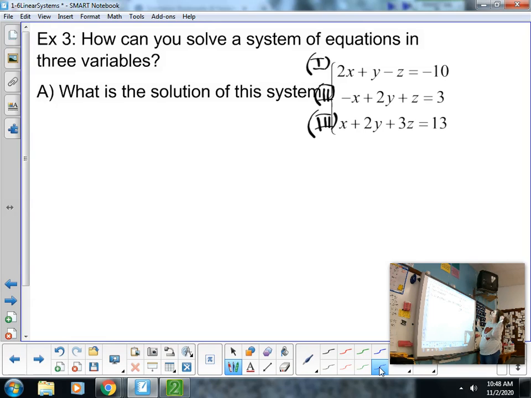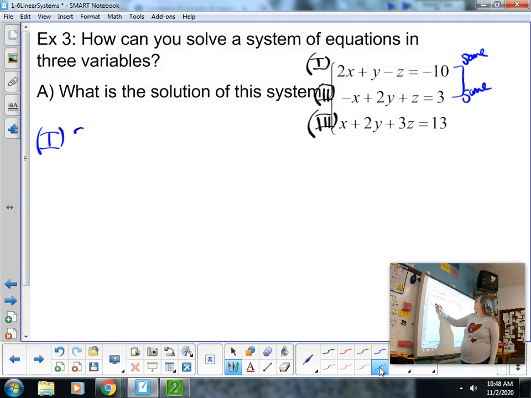So to start off with, you want to pick 2 equations, and you want to eliminate a variable in those 2 equations. Well, I am going to eliminate z, and I'm going to match up the first and second equations. I see my z's are already opposite, because in equation number 1, I have a minus z, and in equation number 2, I have a plus z.